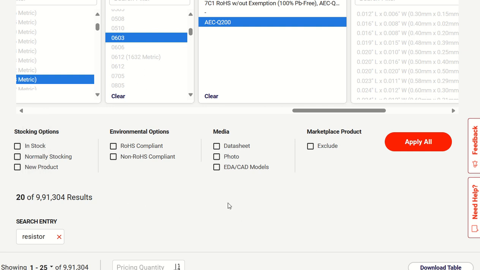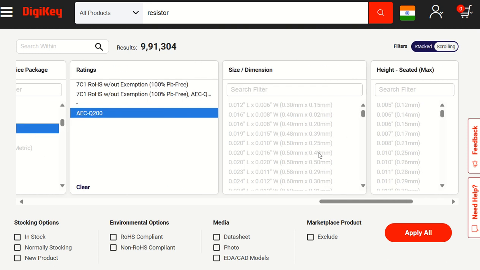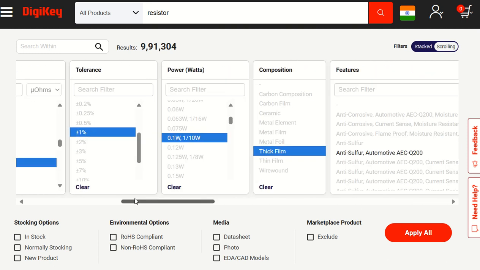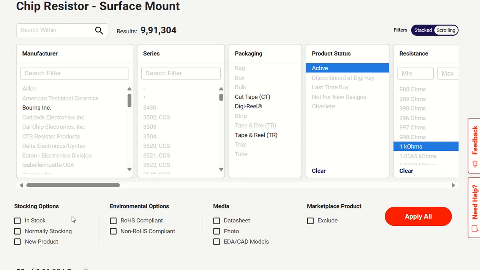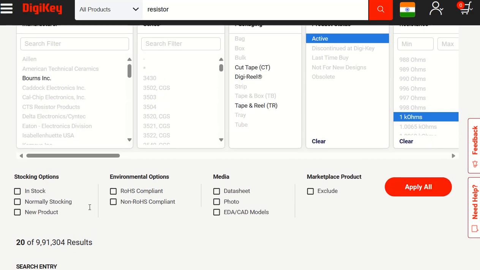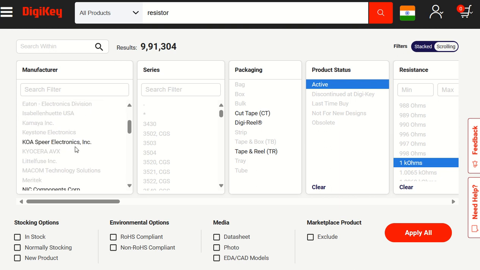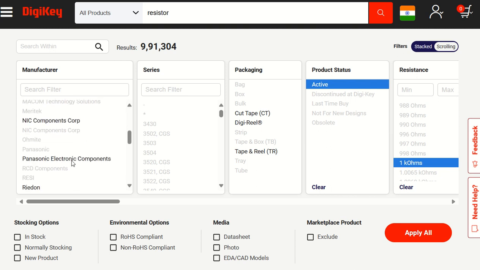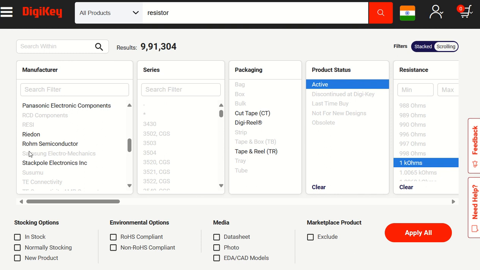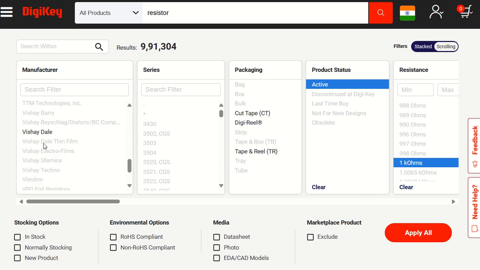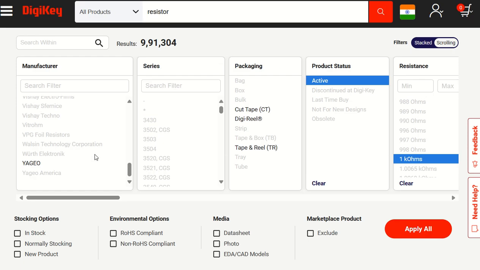I need only one part number. Okay, so we'll see how to reduce that as well. Now come to the first one. If you scroll first side, you can see there are 20 values, but we have a lot of manufacturers. So we have Burns, KOA Speer, NIC Components, Panasonic, Rohm Semiconductor, Stackpole, TE Connectivity, Vishay Dale, and Yageo.